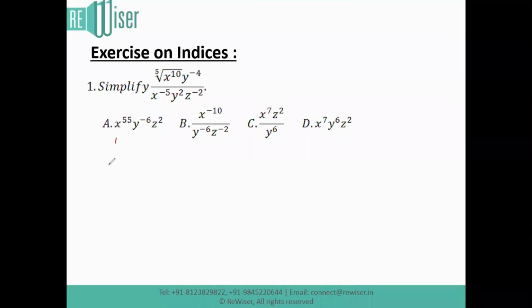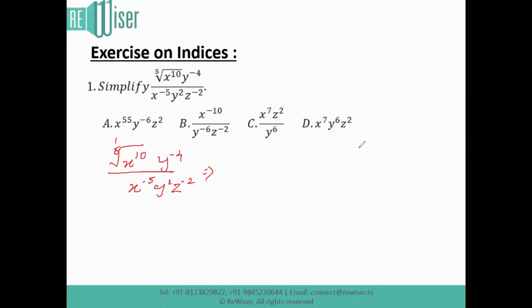In this, the question is given as the fifth root of x power 10, y power negative 4, divided by x power negative 5, y square, and z power negative 2. And in order to solve this, we need to know two most important rules.